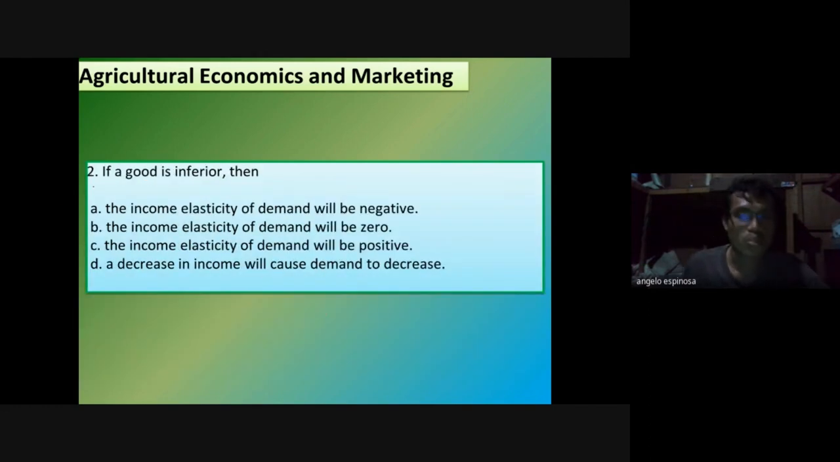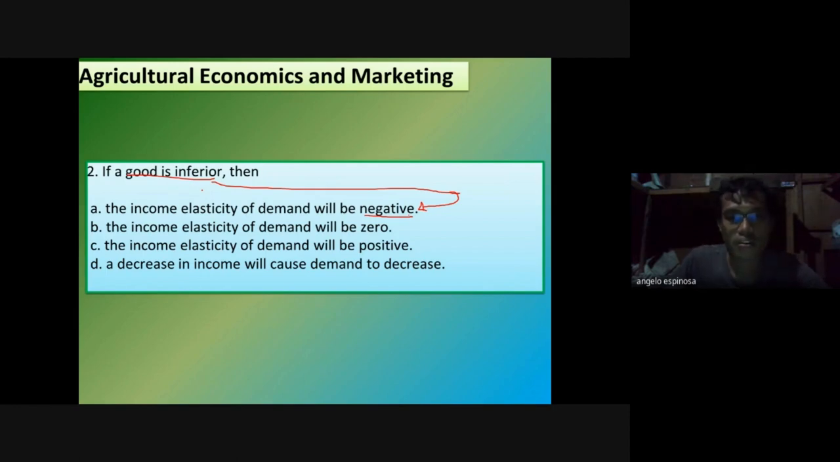We have number two. If a good is inferior, that is being what? Negative or positive? The correct answer is that is being negative, correct? Because it is inferior goods, the income elasticity of demand will be negative, because it is inferior good.